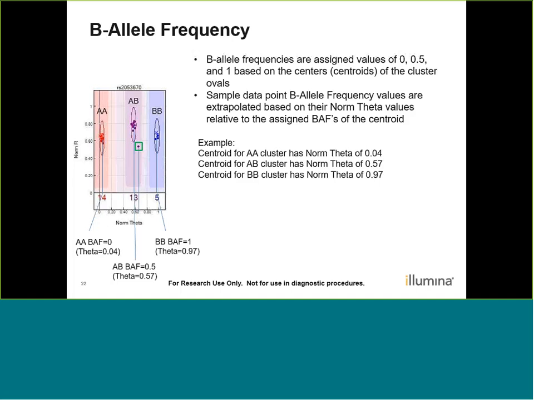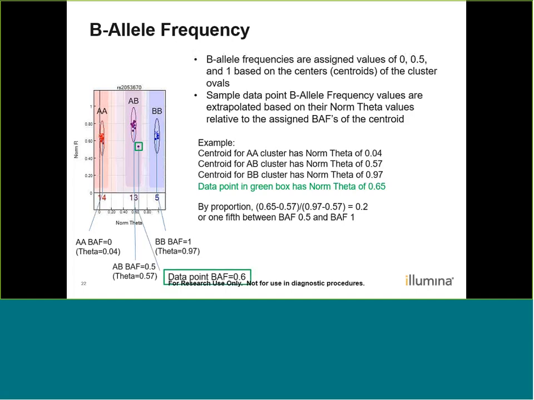So what we want to do is determine the B-allele frequency of this sample in green. That data point has a norm theta value of 0.65. We take the difference between the distance of this particular sample and the AB cluster over the distance between this sample and the BB theta value. So looking at the map, that calculation is 0.2. So we know that this sample is 1/5 of the way between the B-allele frequency of 0.5 and the B-allele frequency of 1. So we assign B-allele frequency for this particular sample as 0.6.